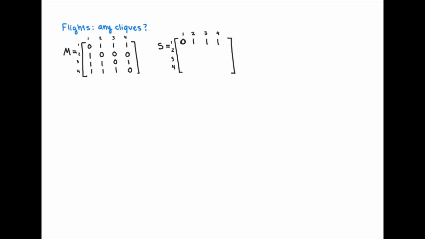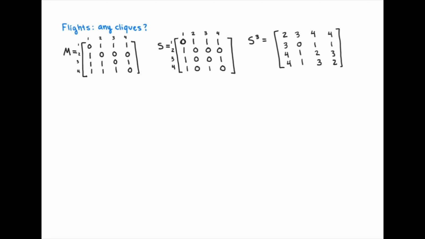Now let's move on to the second row. We can go from 2 to 1 and 1 to 2, 1. We cannot go from 2 to itself. We can't go from 2 to 3 and 3 to 2, so that's a 0. And we can't go from 2 to 4 and 4 to 2, so that's also a 0.